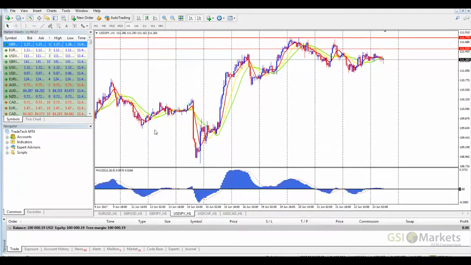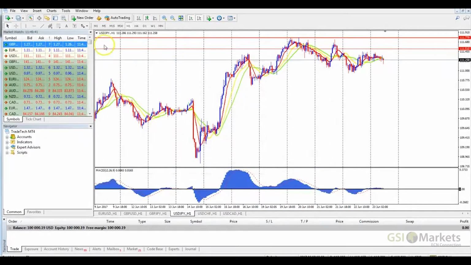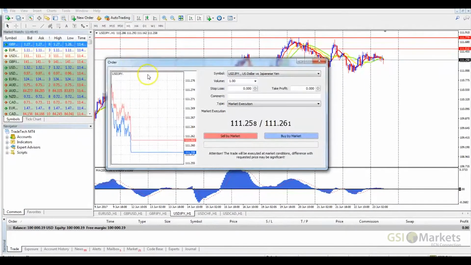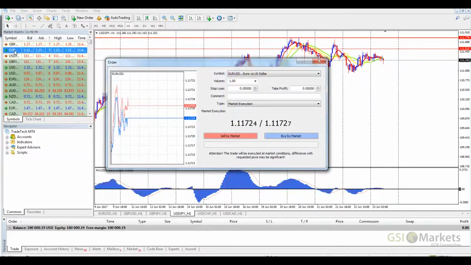In this video, we are going to demonstrate how to open a trade and understand the order window. To open up an order, we can use one of four methods. The easiest of which is just to hit F9 on your keyboard. We can click on New Order, or go to Tools and then New Order. Finally, we can double-click on the currency we intend to trade in the Market Watch window.